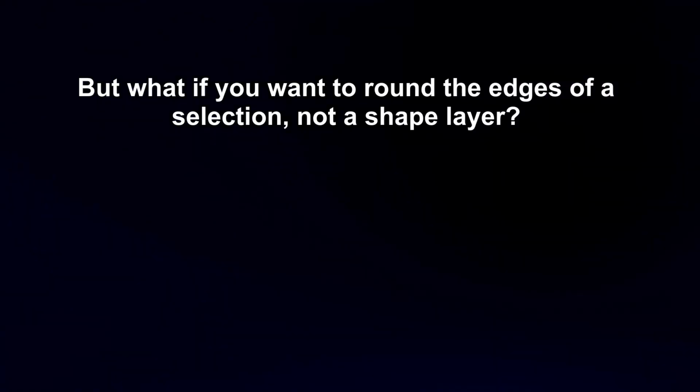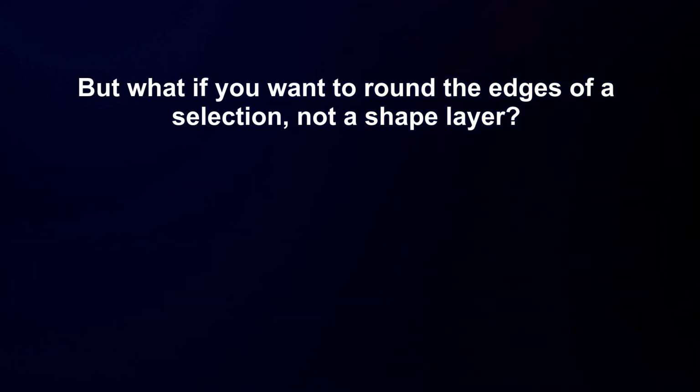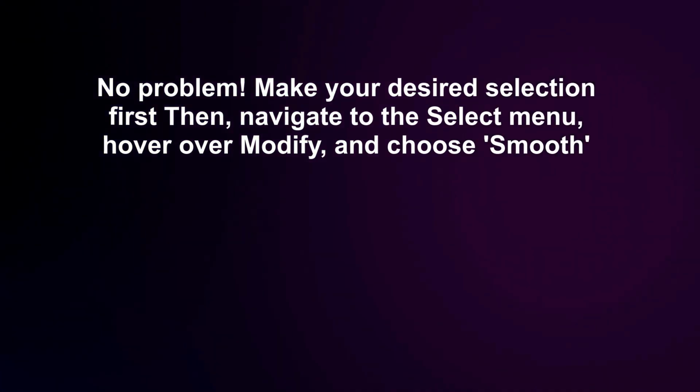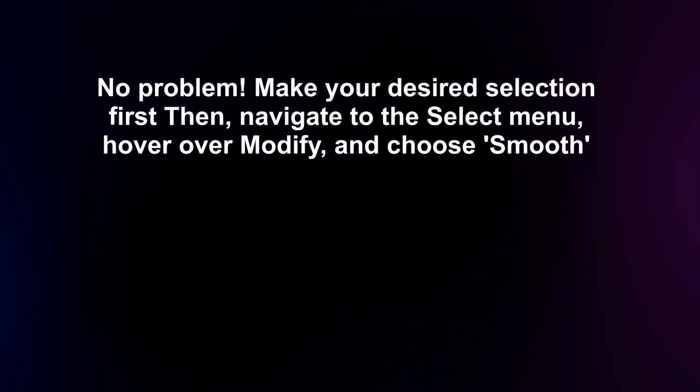But what if you want to round the edges of a selection, not a shape layer? No problem. Make your desired selection first, then navigate to the Select menu, hover over Modify, and choose Smooth.